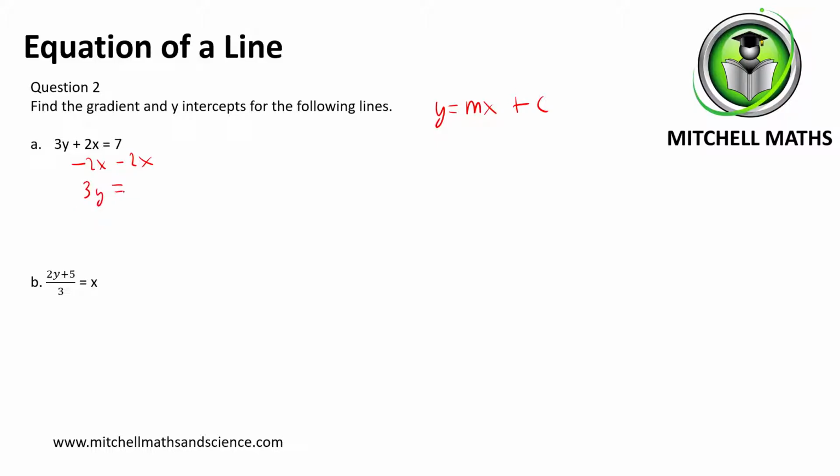3y equals minus 2x plus 7. The next thing I need to do is get rid of that 3. When it's written as 3y, that means 3 multiplied by y. What's the opposite of multiplication? It's division. Therefore, I need to divide every term by 3. And if you're a bit stuck on how to rearrange equations, there are lots of videos on that on YouTube.